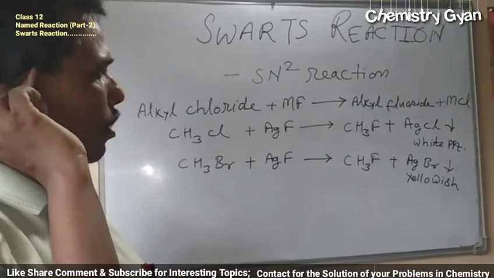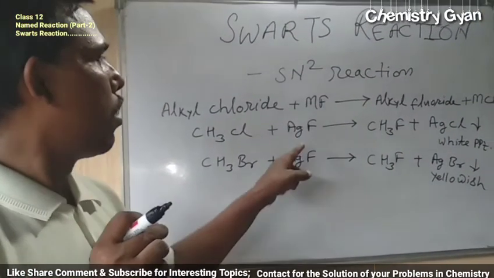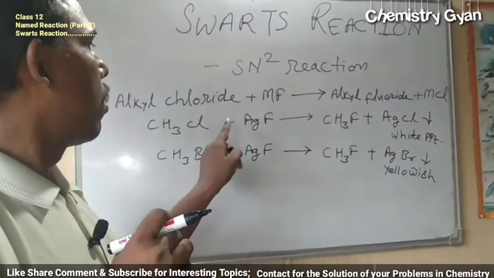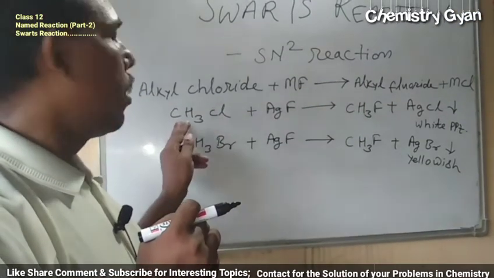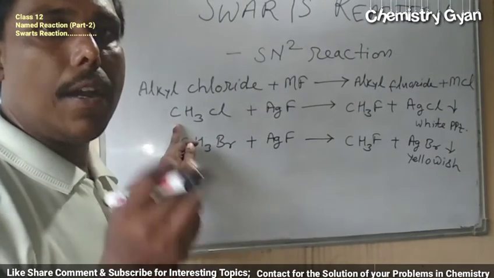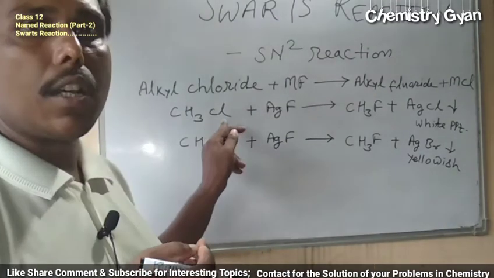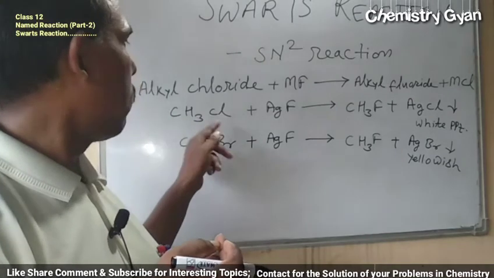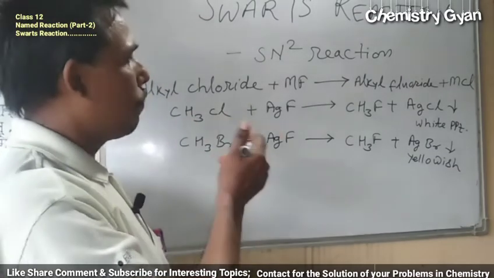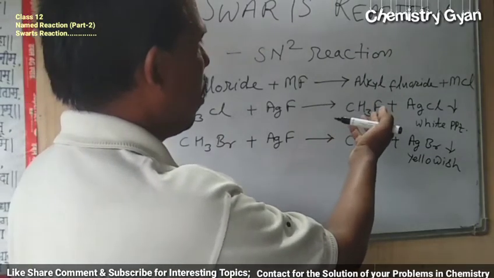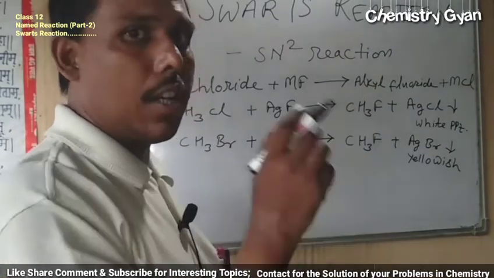Now the reaction takes place. In this, the fluoride ion of the metallic fluoride attacks the carbon of the methyl group. Now look here. What is a metallic fluoride? What are metallic fluorides?